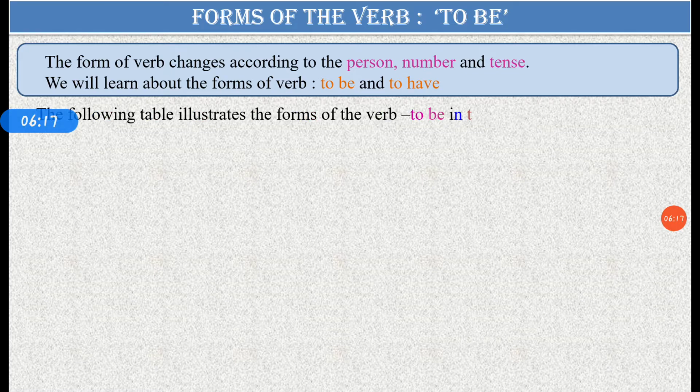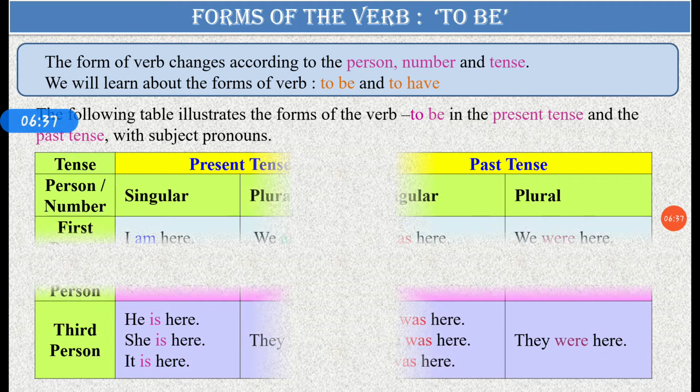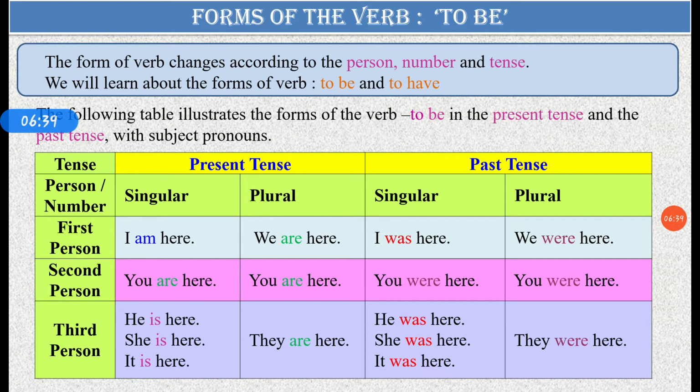The following table illustrates the forms of the verb to be in the present tense and the past tense with subject pronouns. Here is the table: first, present tense and past tense.